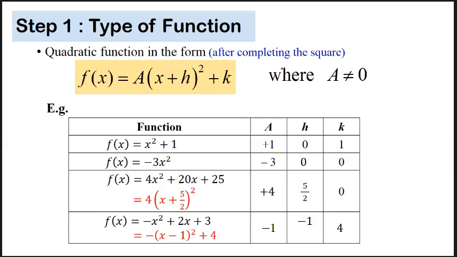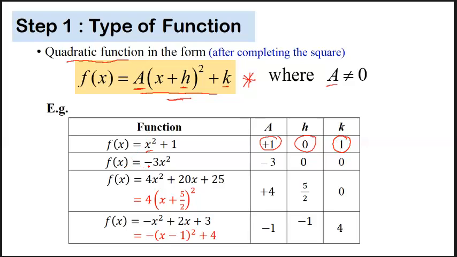the type of functions. What I mean by the type of functions here is, of course, we are discussing a quadratic function, and I want it to be represented in this form here, where the capital A shall not equal to 0. Below we have some examples of quadratic functions that have the form that we want here. The first one, we have x squared plus 1, where if I compare with the general function on top, you can see that a, h, and k correspond to positive 1, 0, and 1.